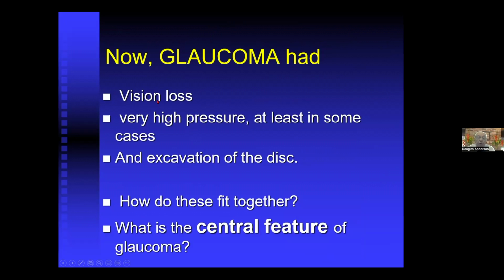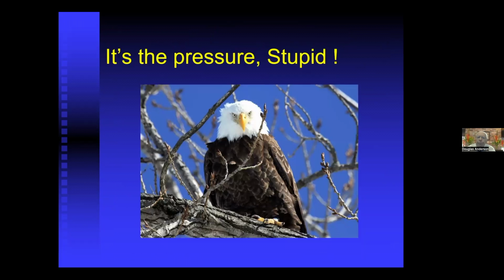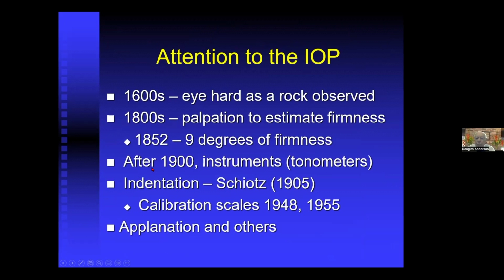So now for glaucoma, we had vision loss, high pressure, very high in some cases, and excavation of the disc. And these characterized what was known as glaucoma. How did they fit together? What's the central feature? Well, the pressure. The pressure is what caught everybody's attention. They were hard as a rock.